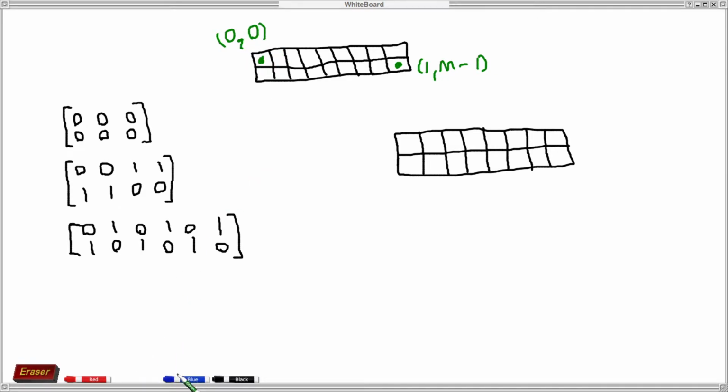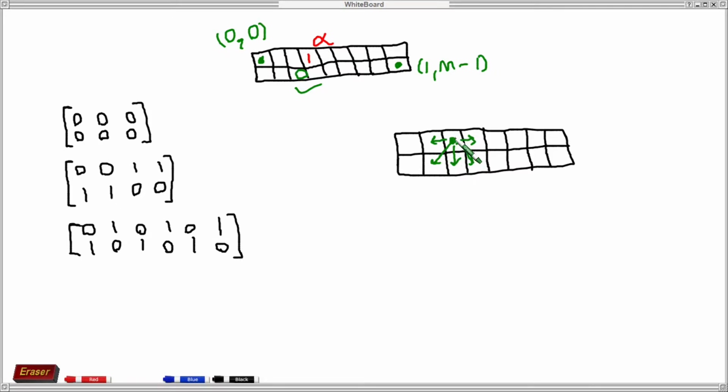Now there are some constraints given, like if a cell is 0 then we can go to that cell, but if the cell is a 1 then we cannot go to that cell. One more constraint is given: if we are on a cell x1 y1 then we can move to another cell having difference of x coordinates less than or equal to 1 and difference of y coordinates also less than or equal to 1.